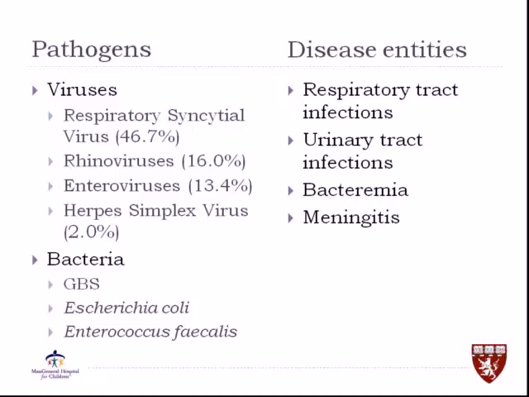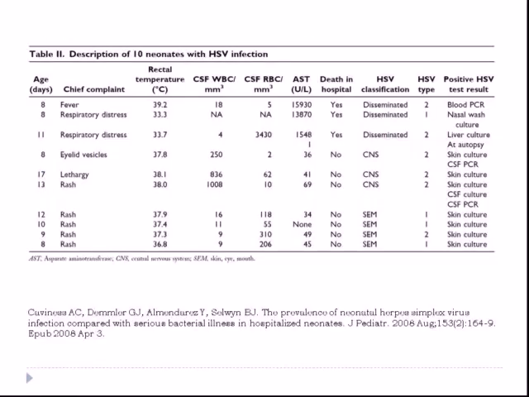What were the disease entities? Certainly coming in with a respiratory tract infection like a runny nose or rhinorrhea, or even like a pneumonia, probably in the setting of a viral process, was the most common, followed by a urinary tract infection. This is clearly number one, bacterial process like we talked about, and then there is bacteremia and meningitis also.